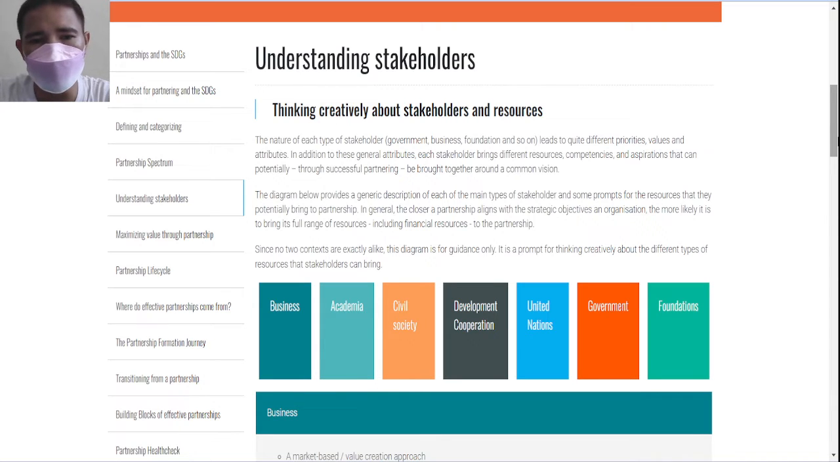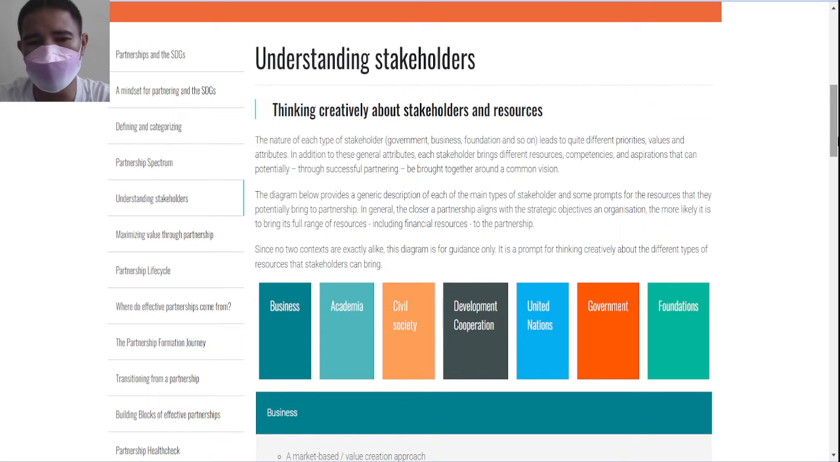The nature of each type of stakeholder, we have government, business, foundation, and so on, leads to quite different priorities, values, and attributes. In addition to these general attributes, each stakeholder brings different resources, competencies, and aspirations that can potentially, through successful partnering, be brought together around a common vision. The diagram below provides a generic description of each of the main types of stakeholder and some prompts for the resources that they potentially bring to partnership.